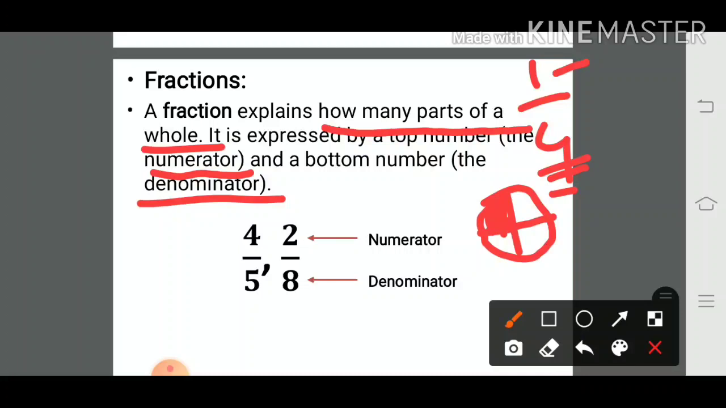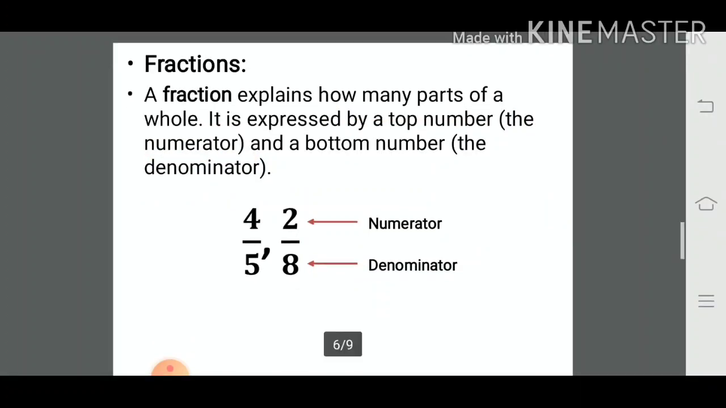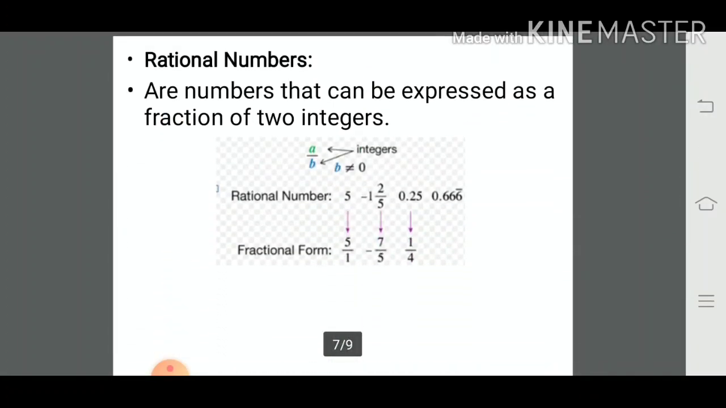So I have shown here 2 examples. The first is, how can it be read? 4 upon 5, 4 divided by 5, or 4 out of 5, and the second one is what? 2 upon 8. Fine. So these are the what? Fractions, correct?